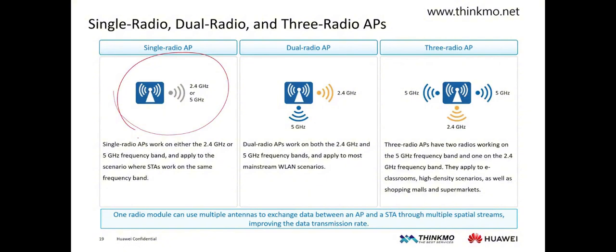And what about dual-band APs? Dual-band APs refer to APs that can operate simultaneously on both the 2.4 GHz and 5 GHz bands. Operating on two bands means it supports two different frequency bands. Therefore, it can provide higher bandwidth and faster transmission rates, allowing devices to connect to both bands simultaneously.